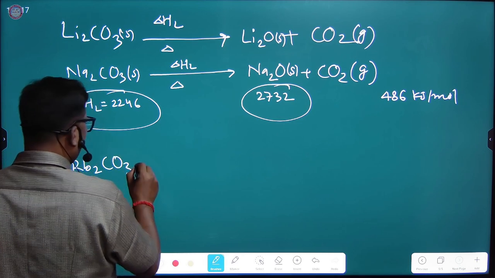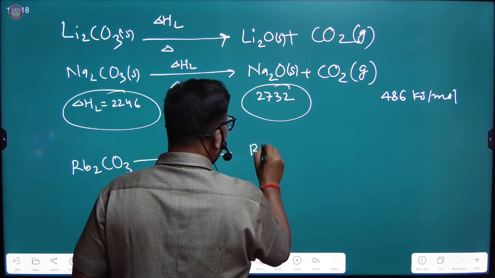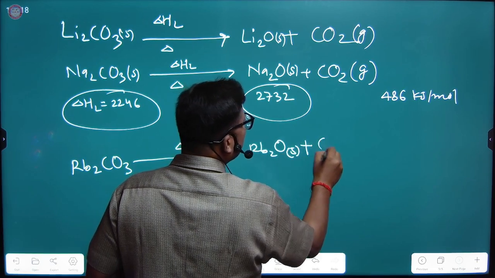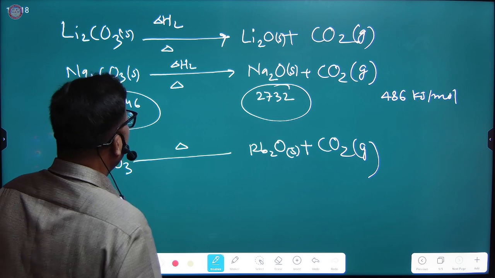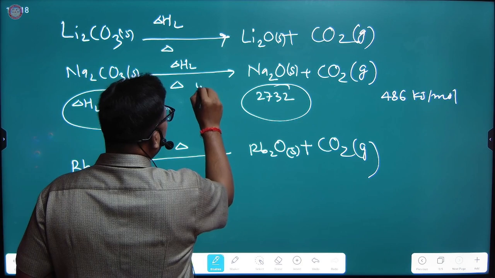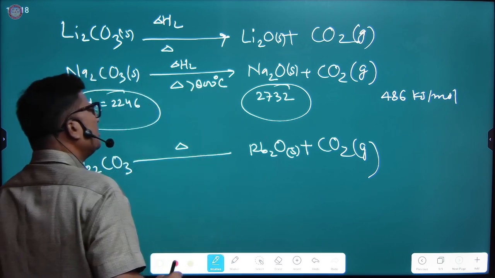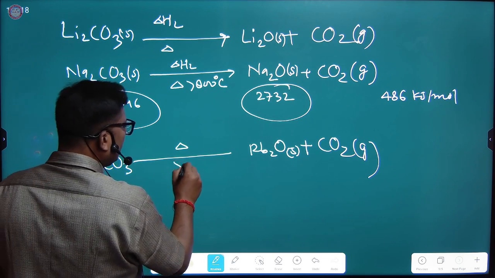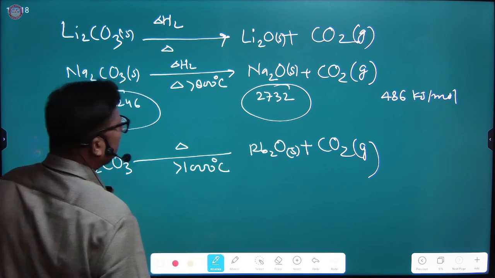Similarly, we can estimate for Rb2CO3, which upon heating gives Rb2O in the solid state plus CO2 in the gaseous state. This happens if it is heated to greater than 800 degrees centigrade. This reaction occurs if it is heated to greater than 1000 degrees centigrade.